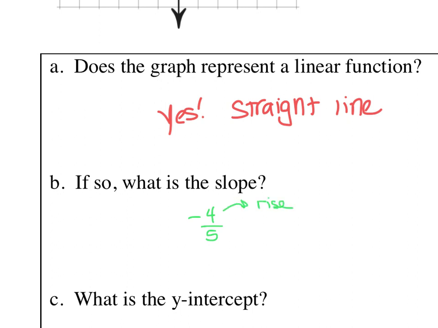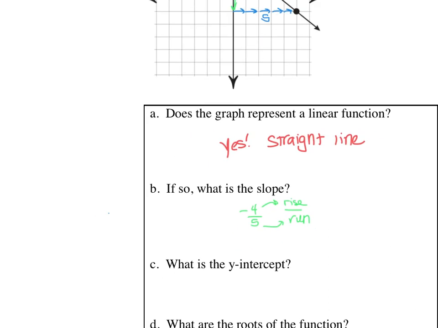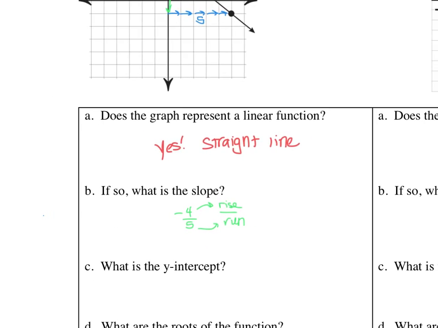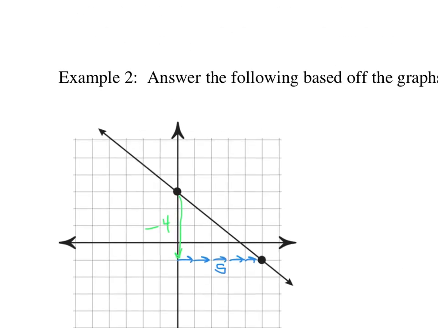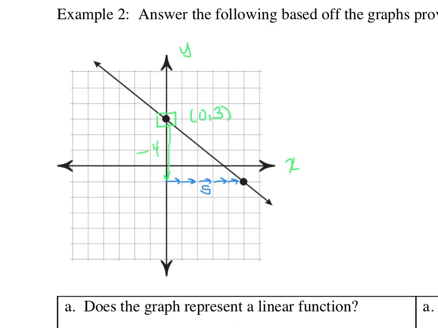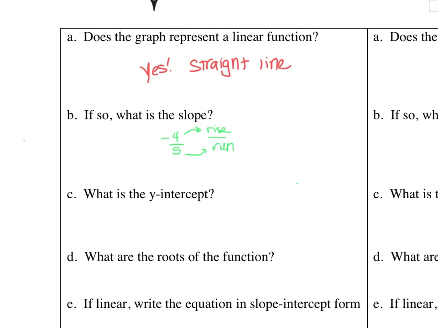And remember, it's rise over run. What is the y-intercept? Well, your y-intercept is where you cross the y-axis. Remember, this is my y-axis, this is my x-axis. So I cross the y-axis right here, which is the point 0, 1, 2, 3. So you can say your y-intercept is 3, or you can say the point 0, 3.